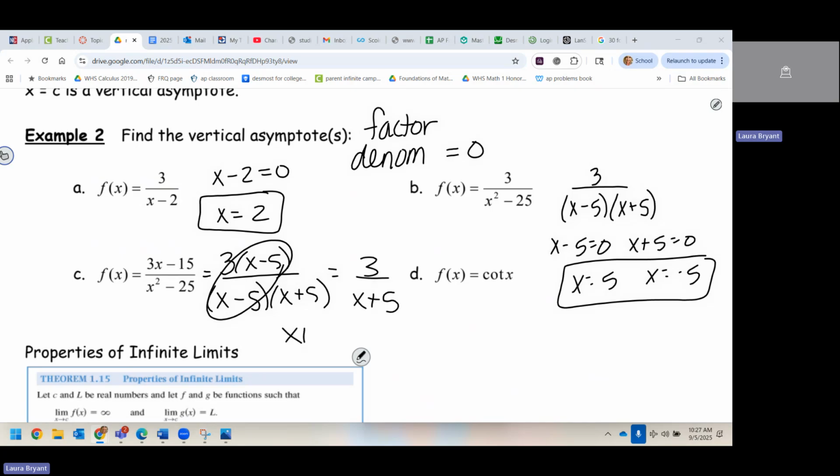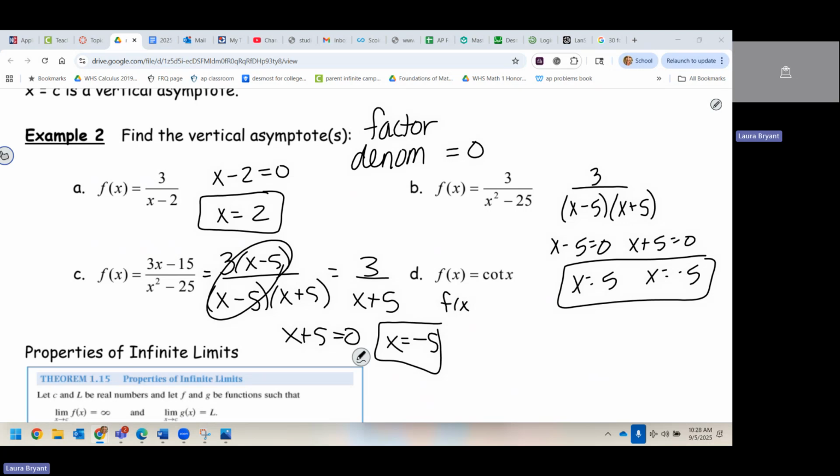Now I take my denominator equal to 0. Oops. And your answer is -5. Okay, so hopefully, like I said, that's review. Those first 3 should be like, okay, I know how to do that. Then letter D is trig, so we have to look at that probably a little more closely.